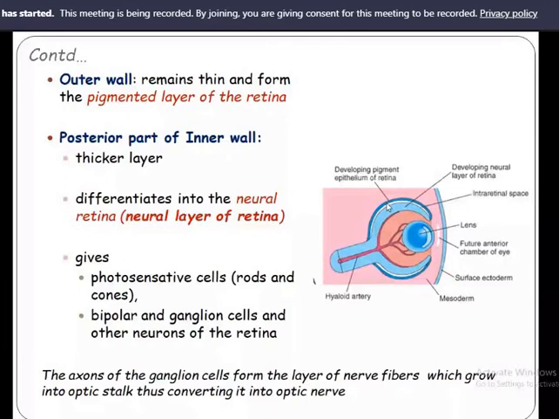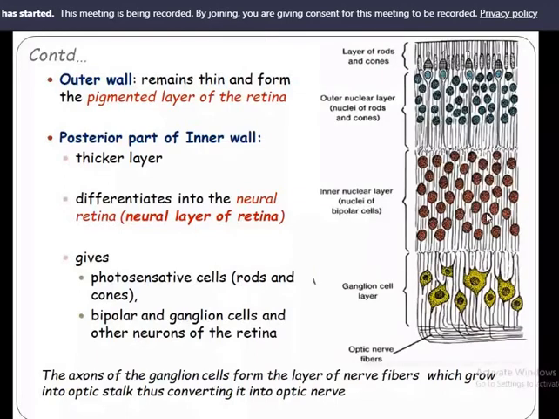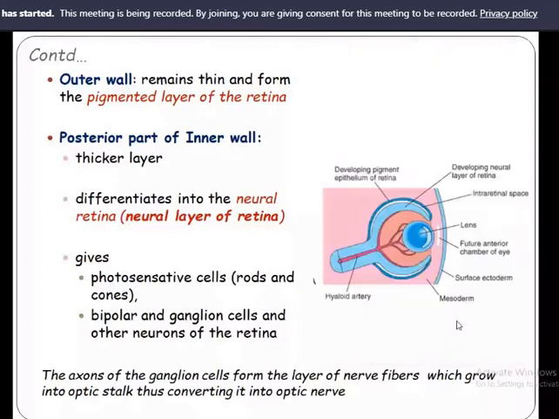Now do you know what is there in the inner layer, what is in the neural layer? In the neural layer we have got the rod cells, cone cells, bipolar cells, ganglionic cells. Those will be present over there in the inner layer. Understood? So the retina will be mainly formed by the optic cup. The inner layer of the optic cup forms the neural layer, and the outer layer of the optic cup forms the pigmented layer of the retina.